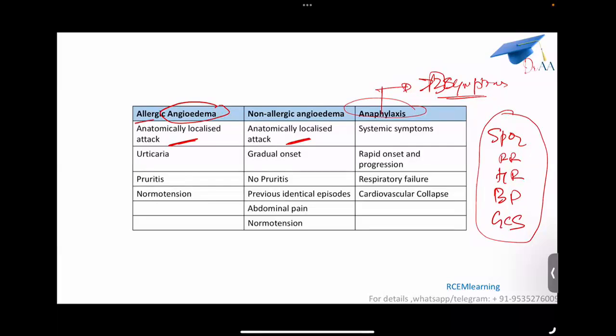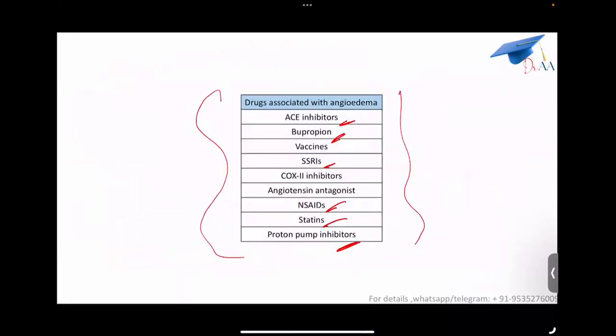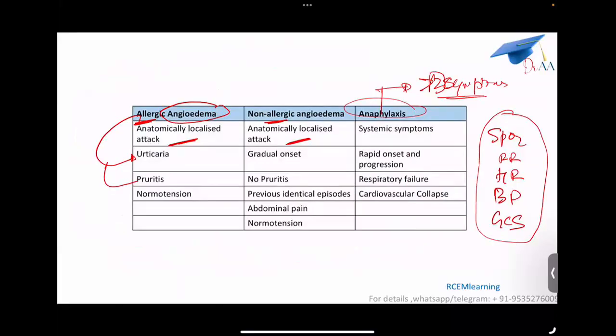What is the difference between allergic and non-allergic? In allergic, it might be associated with a rash, an urticaria, a raised erythematous urticarial rash, as you have seen in this image. If that image is absent, and usually this will be associated with itching, you will have an itching sensation, pruritus. Pruritus is absent in non-allergic. So look out for whether they have mentioned an itching or non-itching rash is present, then it goes more in favor of allergic angioedema. In non-allergic angioedema, there will be abdominal pain; usually this patient will present with it.